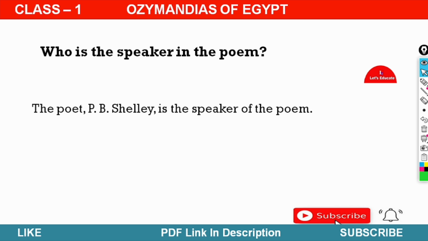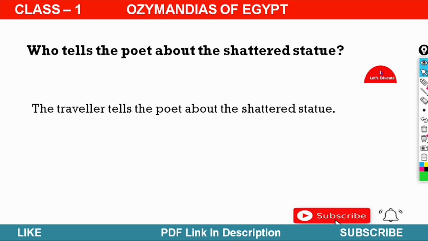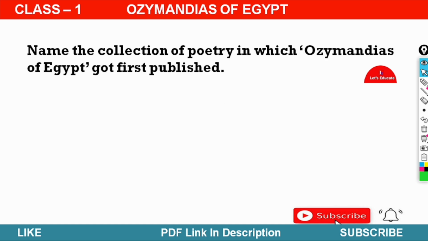Okay. Next question. Who tells the poet about the shattered statue? Answer is, the traveler tells the poet about the shattered statue. Next question. Name the collection of poetry in which Ozymandias of Egypt got first published. We have to name the book where this poem was first published.